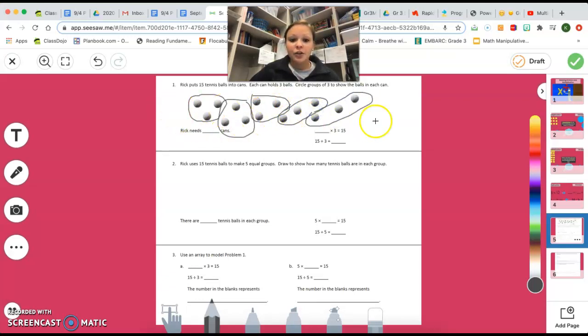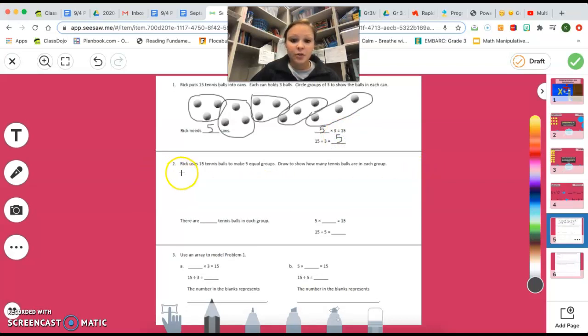And we know that each group represents the cans. So there are 1, 2, 3, 4, 5. So Rick needs 5 cans. We know that 5 groups of 3 equals the total 15. And we know that the total 15 divided into groups of 3 equals 5.